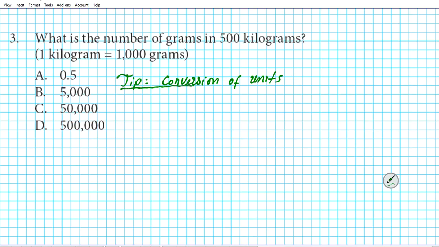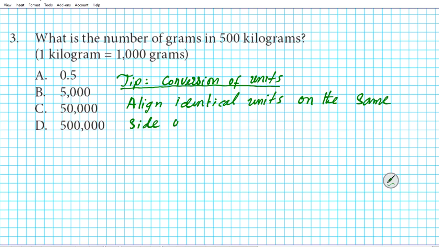What's the tip? When converting units, you want to align the units based on how identical they are with one another. Okay? So the tip is you want to align identical units on the same side of the equation. If you do that, then you'll be setting yourself up to be successful when you're solving the problem with whatever algebraic approach that you're using. So align identical units on the same side of the equation.